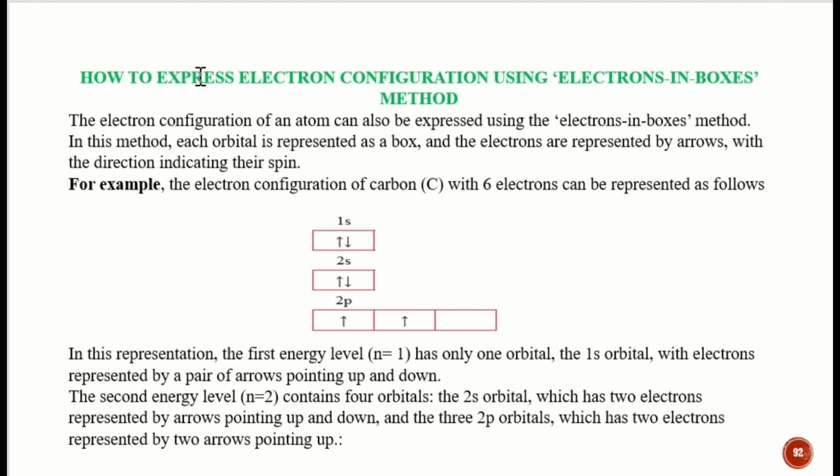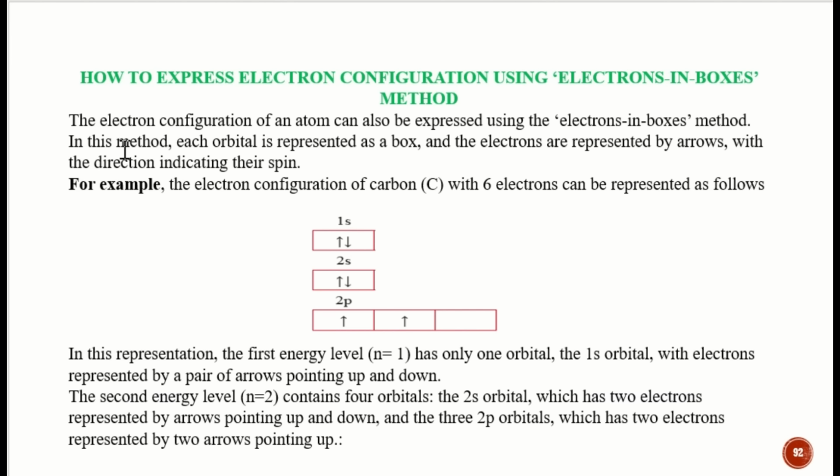Now let's see the electron in a box method. When we talk about the electron in a box method, we are basically talking about using boxes and spins to denote our electrons. So when we draw a box for a particular orbital, we indicate the number of electrons by a spin in the box. That is all about the electron in a box method. We'll apply it later on during the configuration of some elements.